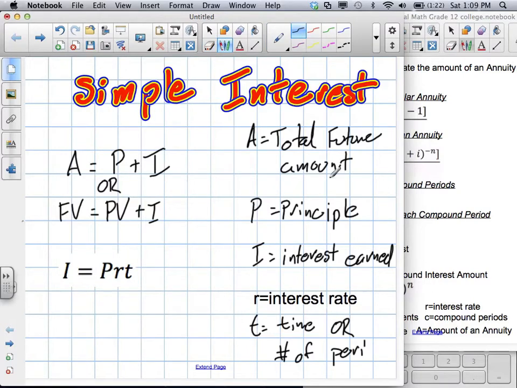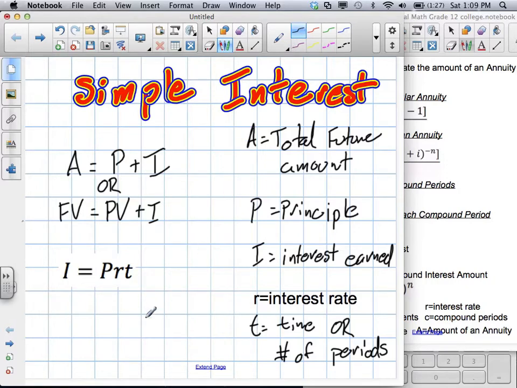Now, the thing with simple interest is it's not really used today. You put money in a bank, it doesn't earn interest this way. You give money to a friend, you probably don't earn interest this way. We really don't use this in the business world, but it's the basis of the idea of interest, so they kind of make you go through it. So, simple interest, let's kind of talk about it.